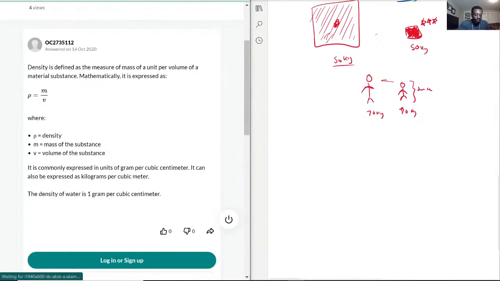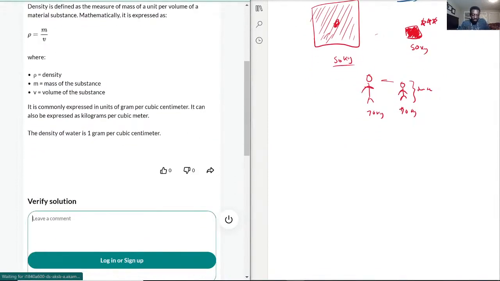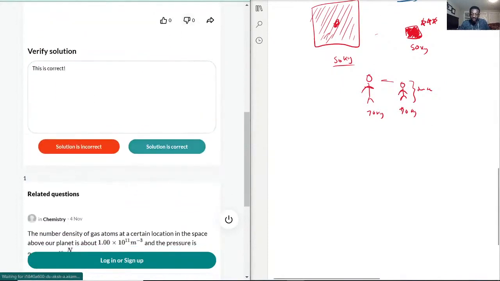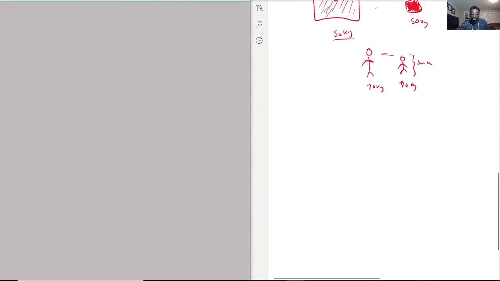Okay, so this is correct because they have the right formula, mass over volume. And now let's move on to question 4.